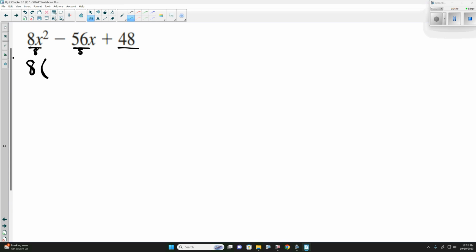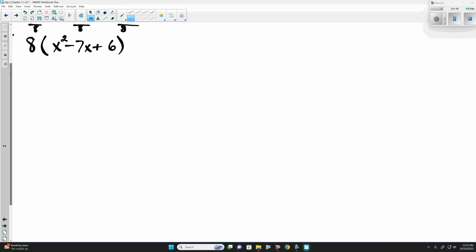And when we factor out a greatest common factor, what we're really doing is dividing each of them by whatever that number is. So 8x squared divided by 8 would be x squared. Minus 56 divided by 8 would be 7, so we have 7x. Plus 48 divided by 8 is 6. Questions on this so far?